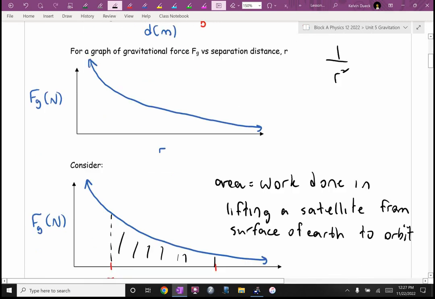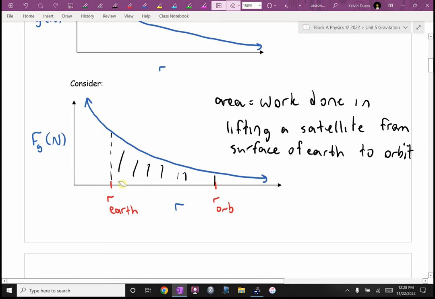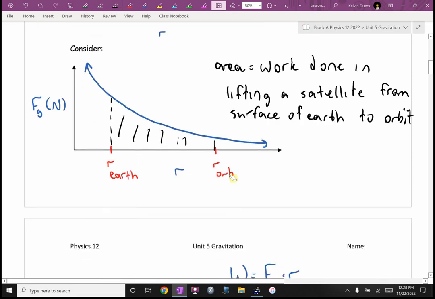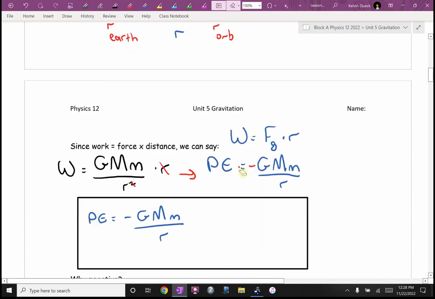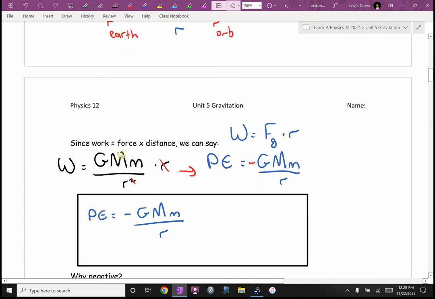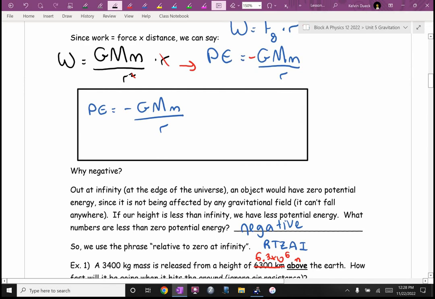So we said a better definition of work is the work done lifting a satellite, say, from the surface of the Earth to an orbit. It'll be that area, the area underneath this curve. I started out by saying this is not really a legitimate way to derive the equation, because this equation only works when the force is constant. Gravity is a changing force. But the nice thing is it gave me the right variables in the right place. Then I had to make it negative. So this is our new equation.